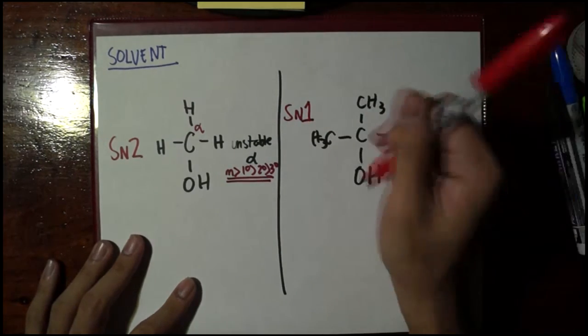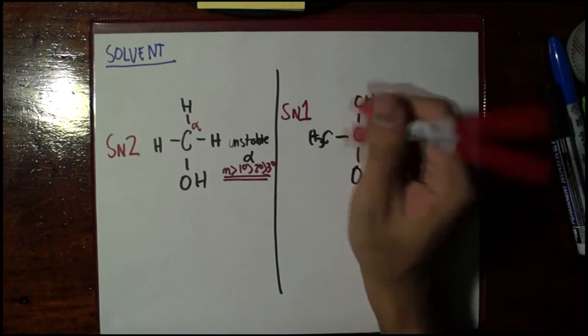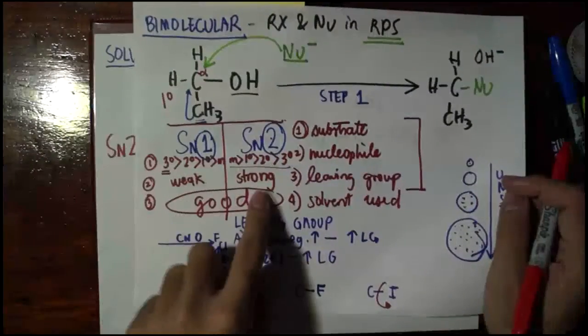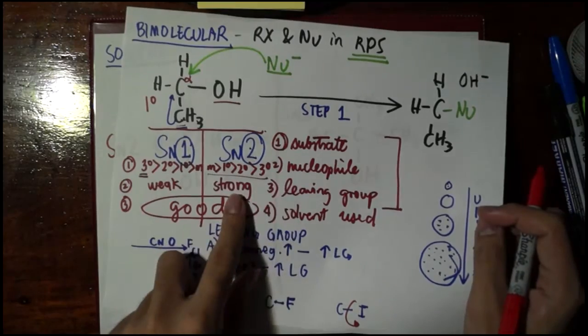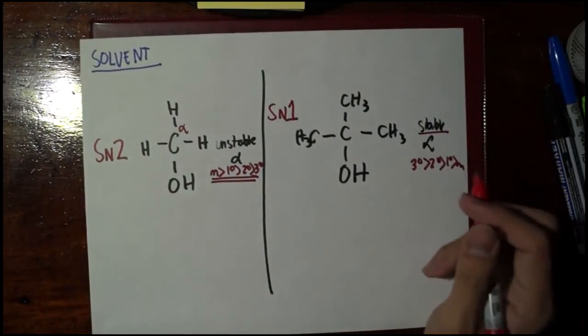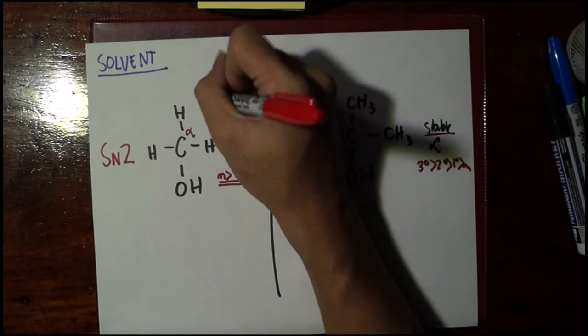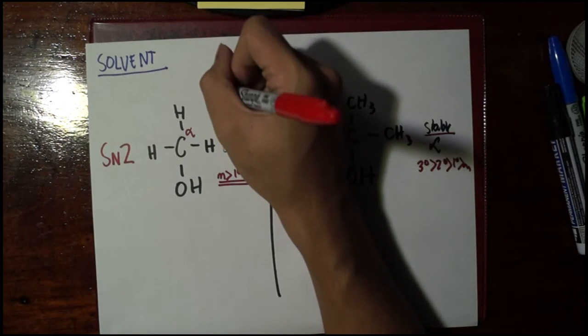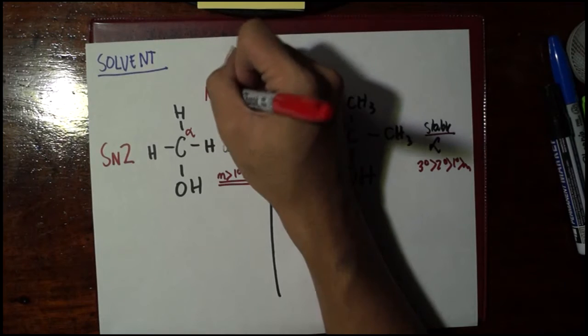Then what else do we have to follow? We need to have a strong nucleophile in SN2 and a weak nucleophile in SN1. So for example, we have SN2. A strong one would be, for example, NaCl.